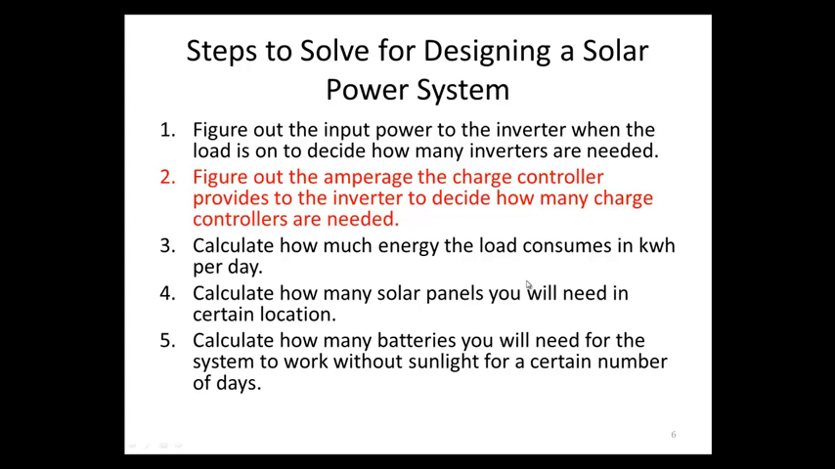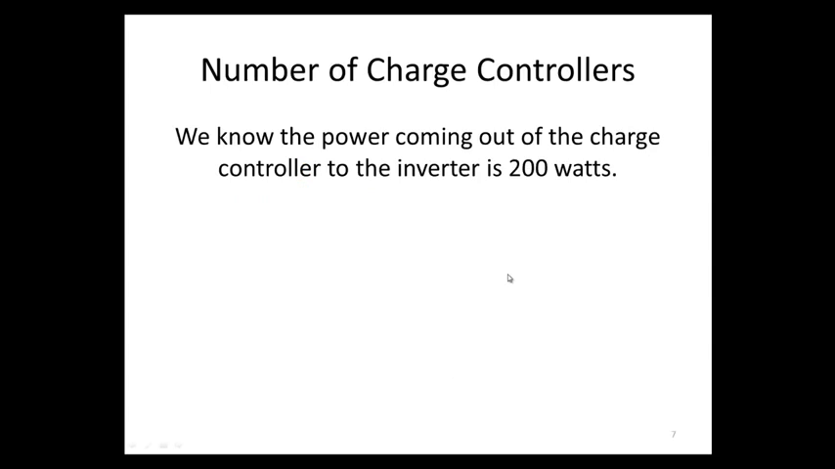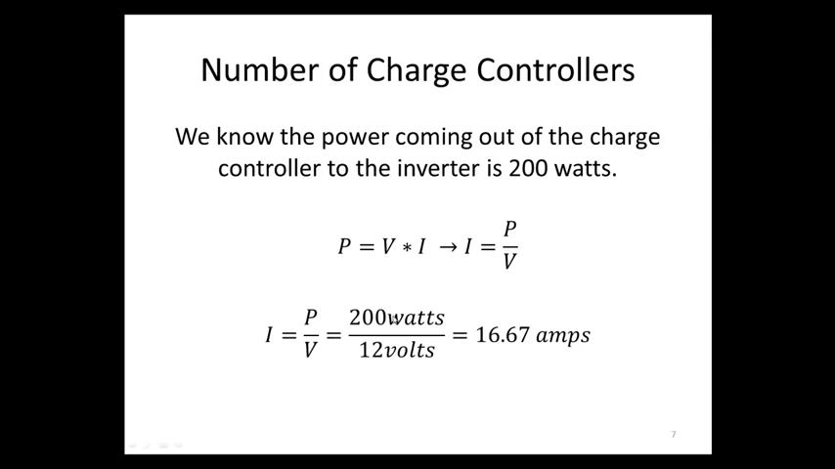Now step 2, we want to figure out the amperage the charge controller provides to the inverter to decide how many charge controllers are needed. We know the power coming out of the charge controller to the inverter is 200 watts. We have to figure out what the current is, though, because the charge controller is rated with a current rating. If we remember that power equals voltage times amperage, we can again rearrange the equation for the unknown: amperage equals power over voltage. The power is 200 watts and the voltage is 12 volts, so the amperage is 16.67 amps, coming from the charge controller and going to the inverter.